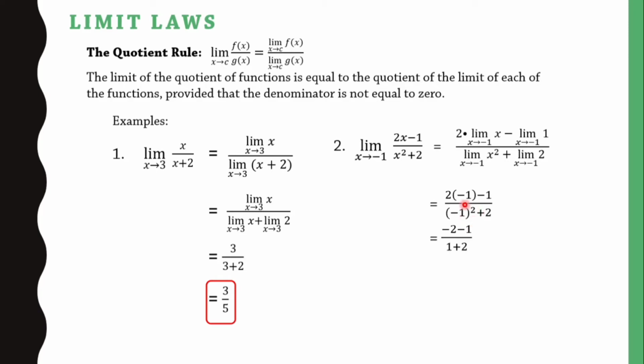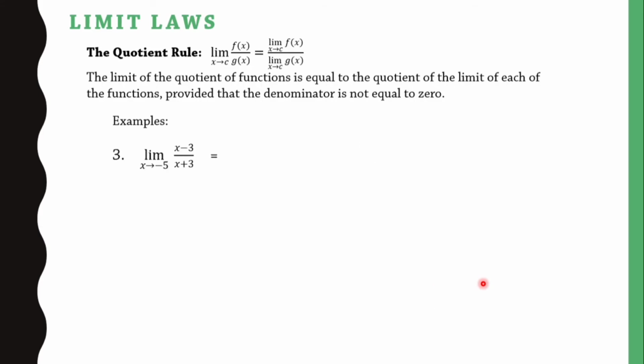So 2 times negative 1 is negative 2, minus 1, divided by negative 1 squared, that's negative 1 times negative 1, which is positive 1, plus 2. Negative 2 minus 1 gives you negative 3, divided by 1 plus 2, that is 3. So negative 3 divided by 3 is equal to negative 1. So the limit of 2x minus 1 over x squared plus 2 as x approaches negative 1 is negative 1.